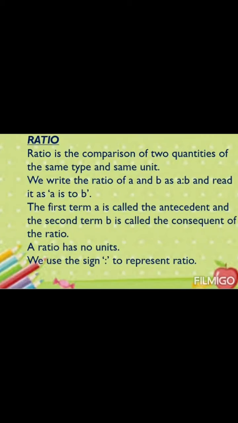If we compare two quantities of the same type and same unit, it is called a ratio. We write the ratio of A and B as A is to B, right? The first term A is called the antecedent and the second term B is called the consequent of the ratio. A ratio has no units.